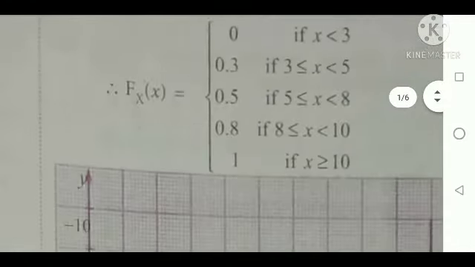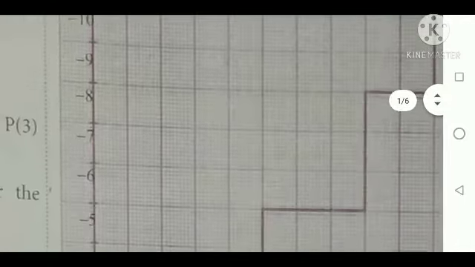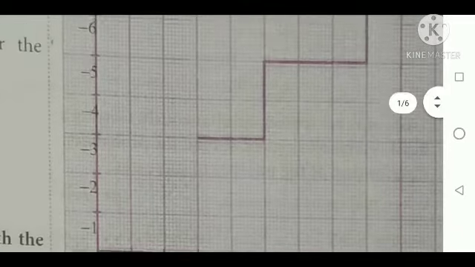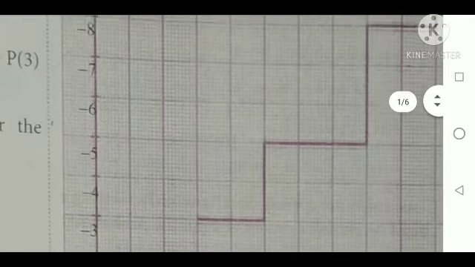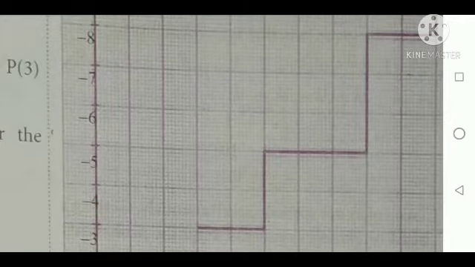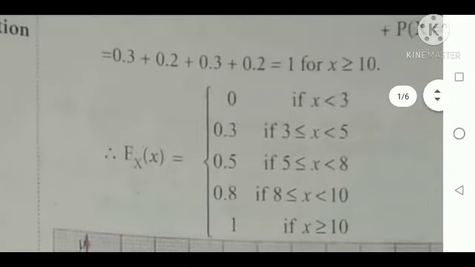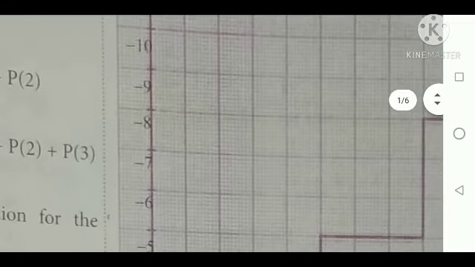So you find all the values and plot them in the graph. On the x-axis you may take 1, 2, 3 as 1 unit. On the y-axis it is 0.1, 0.2, 0.3, 0.4, like that. You plot the values found here, that is 0, 0.3, 0.5, 0.8 and 1. Likewise, 1 is reached at x equal to 10.